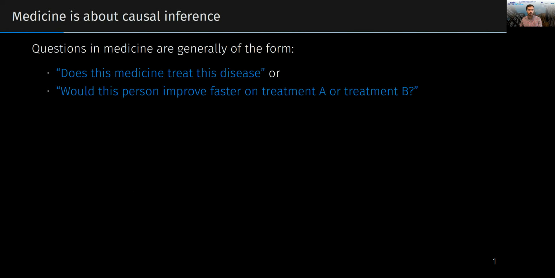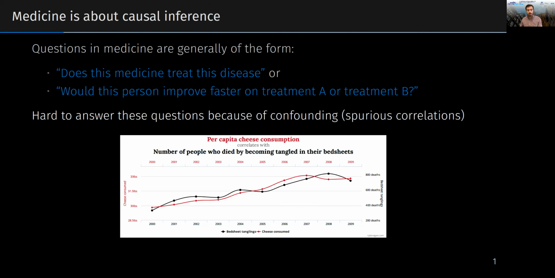Questions in medicine are usually of the form, does this medicine treat this disease? That is, does this medicine have a significant causal effect on a population? Or would this person improve faster on treatment A or treatment B? That is, does one treatment have a greater causal effect for this individual? But it's hard to answer these questions because of confounding, spurious correlation or association because of a common cause.